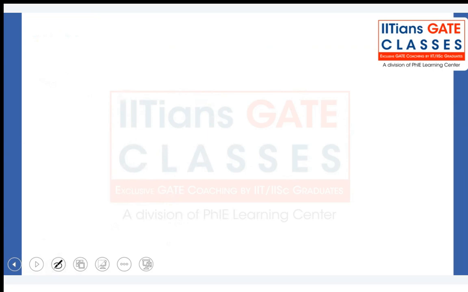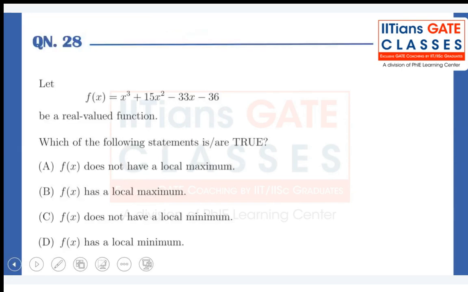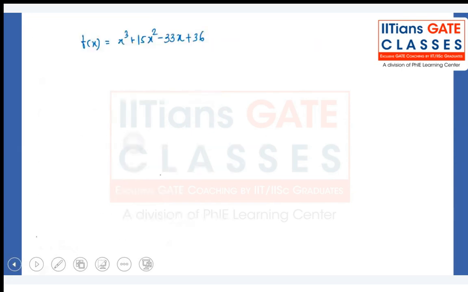Let's write the function first of all. f(x) is x cubed plus 15x square minus 33x plus 36. And let's calculate f dash of x.